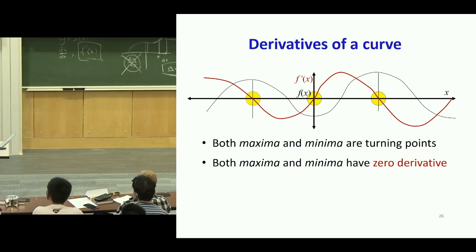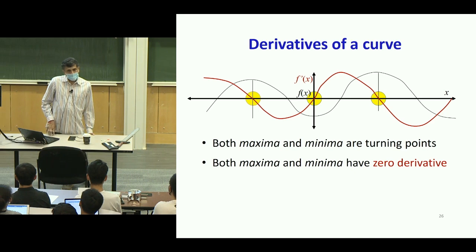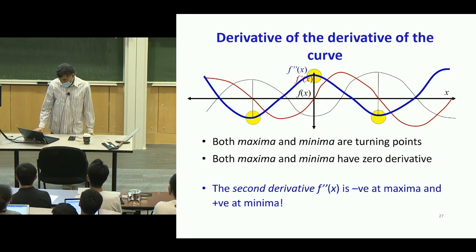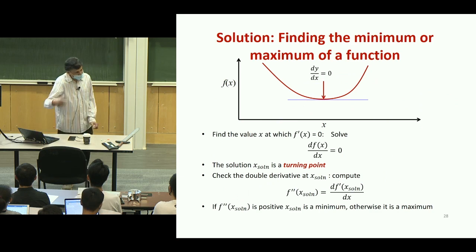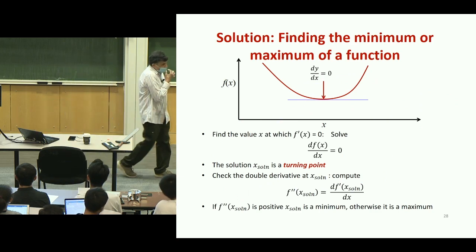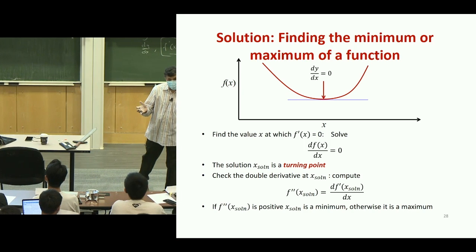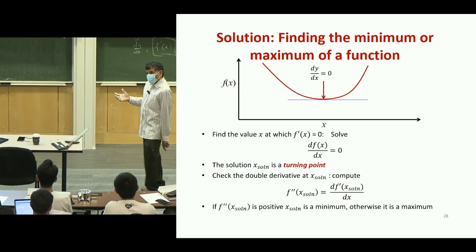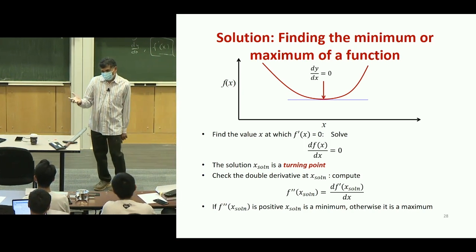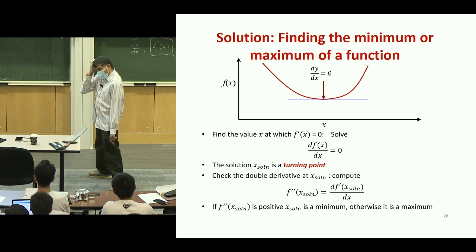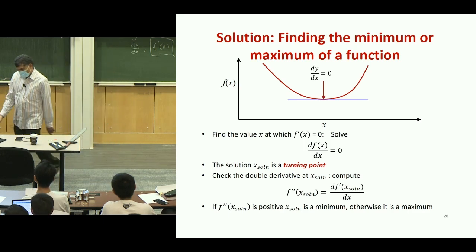If you take the second derivative, what happens? That's the derivative of the red line itself. That's going downwards at a maximum and upwards at a minimum, right? And so the second derivative is going to be negative at maxima and positive at minima, which is why our test is: check the derivative, find out where it's 0. At that point, you check the second derivative. If it's positive, is it a minimum or a maximum? It's a minimum. And if it's negative, it's a maximum, right? Easy test.